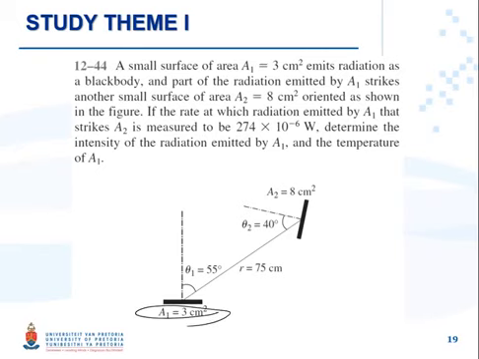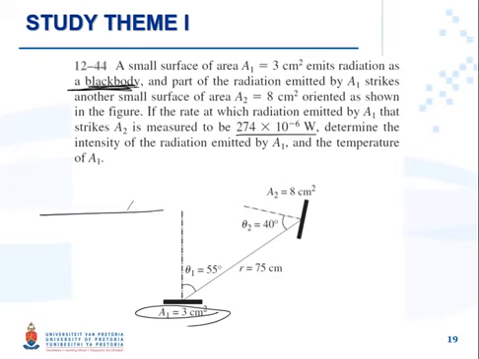A small surface area A1 emits radiation as a black body. So A1 is a black body, and a part of the radiation emitted by A1 strikes another small surface A2, oriented as shown in the figure. If the rate at which radiation emitted by A1 strikes A2 is measured to be 274 multiplied by 10 to the power of minus 6 watt, determine the intensity of radiation emitted by A1 and the temperature of A1.